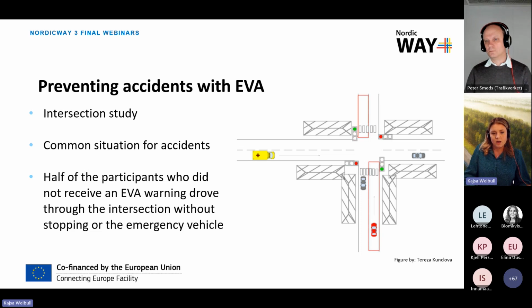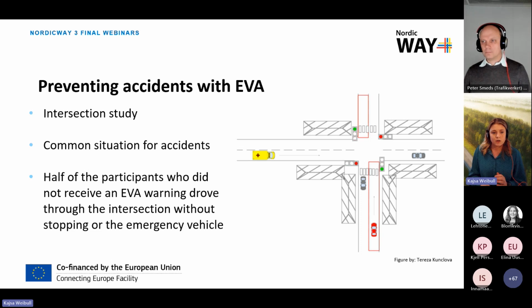And the thing is that emergency vehicles, as you know, are allowed to surpass red lights if they have to. And the issue here is that the civilian driver who has the green light will drive into the intersection and then they will collide in the middle. So that is the typical example of an emergency vehicle accident.